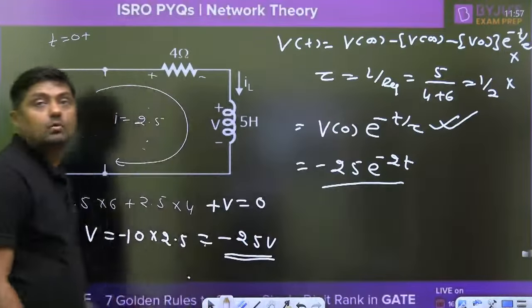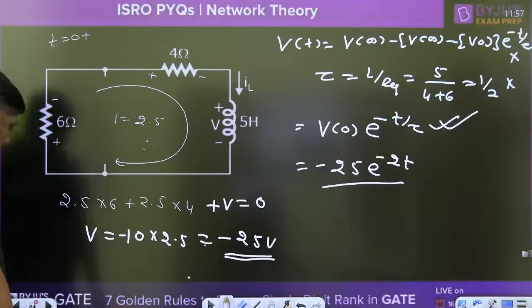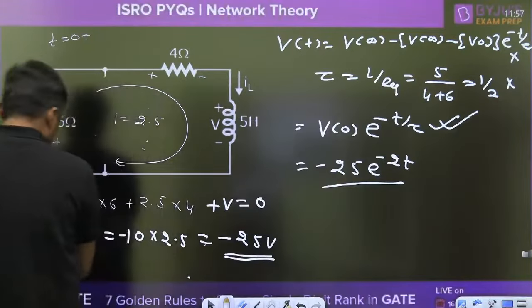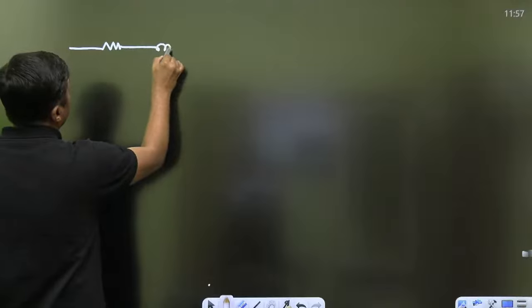Okay. Now, I am just giving you the hint about the RC circuit and RL circuit. This is the RC circuit. For example, this is the RL circuit.